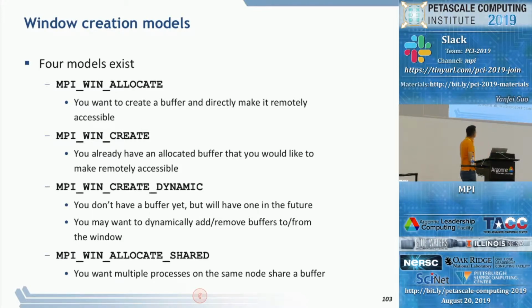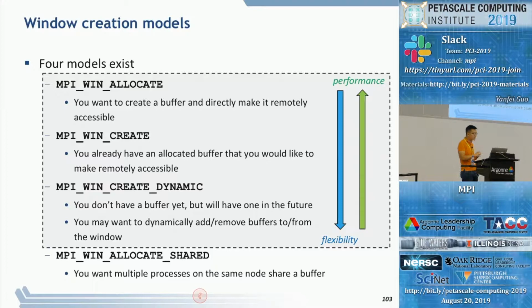And then we have MPI_Win_create_dynamic. This says I'm going to create a window, and I don't have any buffer to expose yet, but I may have one buffer, or I may have a million buffers that I want to put into this window. So you can keep adding new buffers into it, or even remove buffers from it. That's more flexible. And the last one, MPI_Win_allocate_shared, is more related to the shared memory region. For the general RMA operation, we will be referring to the first three window creation models.